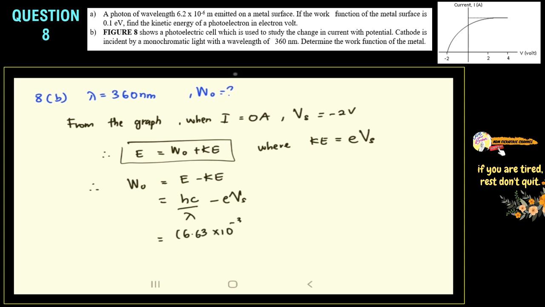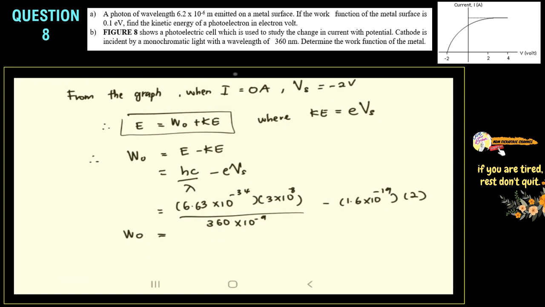6.63 exponent negative 34, and c is 3 exponent 8, over lambda. Lambda is 360 exponent negative 9, minus 1.6 exponent negative 19 times the stopping voltage, which is 2 volt. Therefore, the work function, which must be in the unit of joule, is 2.33 exponent negative 19 joule. So that finishes question number 8. Let's proceed to question number 9.